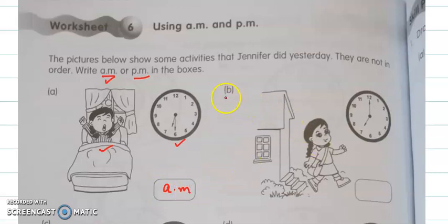In the second picture, the girl is going to school. She is holding the bag on her shoulders and going to school, and it is 7 o'clock. We know the school always starts early in the morning, and it is before the midday, so I will say it is in the AM time slot.